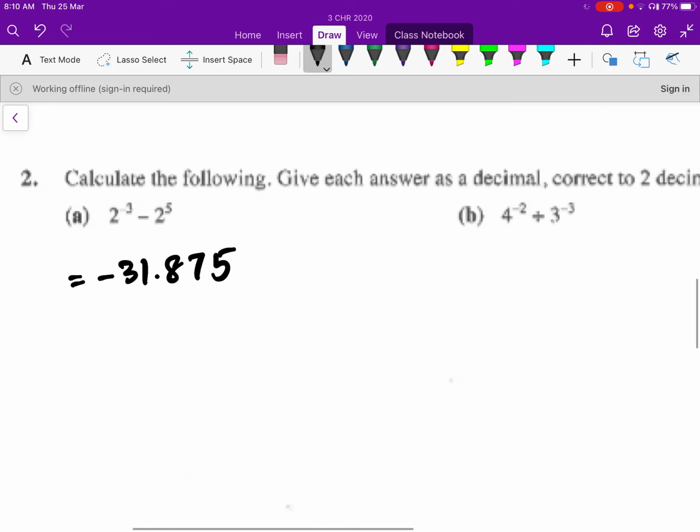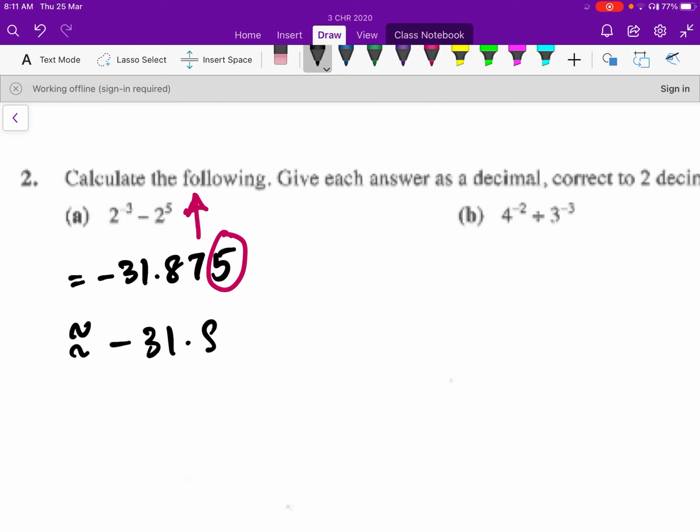But since they wanted it in 2 decimal places, you circle the 3rd decimal place. It's just like your significant figures. If I want 2 significant figures, you circle the 3rd significant figure. If I want 2 decimal places, you circle the 3rd decimal place, and then you look at what you have circled. Should I increase the previous number or should I let it be? So since I circled a 5, I have to increase the previous number. And now it is rounded off to become negative 31.88.